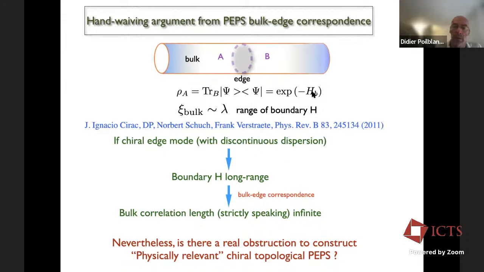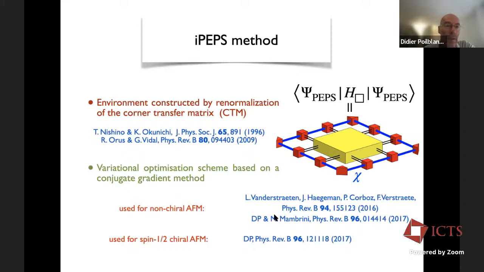So H_B, this guy here in the exponential. Now if I consider that my cylinder should have exactly chiral edge modes with a discontinuous dispersion, like a sawtooth dispersion, then a simple argument would tell me that this boundary Hamiltonian should be long range. And now because of the bulk-edge correspondence, the bulk correlation length, strictly speaking, should also be infinite. So now the problem is: if we say the correlation length is infinite, is it really a problem? Because it doesn't tell us how the spin-spin correlations, for example, should behave. So is it really an obstruction to constructing a physically relevant chiral topological state? The answer is no, as I will show you.